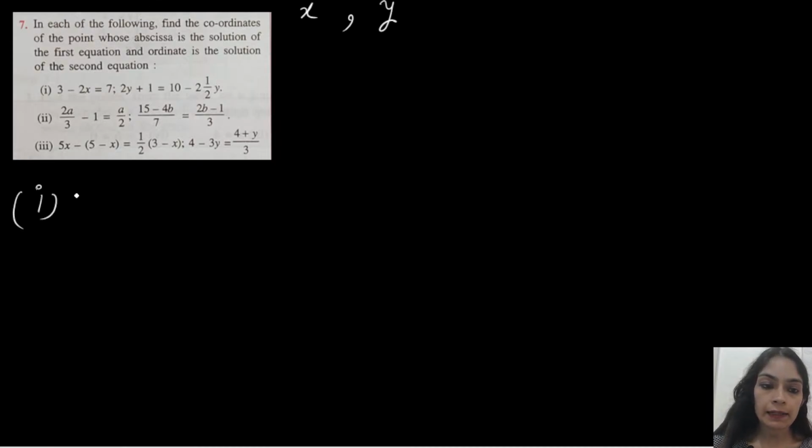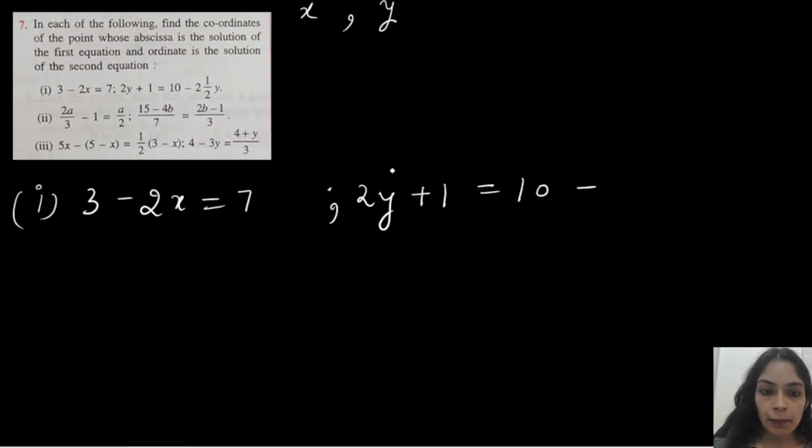So the first one I am writing is 3 minus 2x is equal to 7, and the other equation is 2y plus 1 is equal to 10 minus, so a mixed fraction is given to us. Let us change this mixed fraction. This will become 5 by 2y. You can do the questions along with me. Madhusudan has already solved the answer, so it's good. Solve the equations along with me. Let me see who is solving it first.